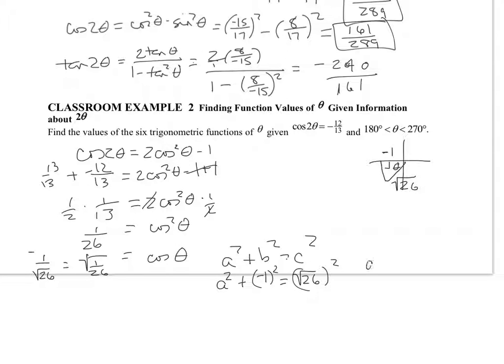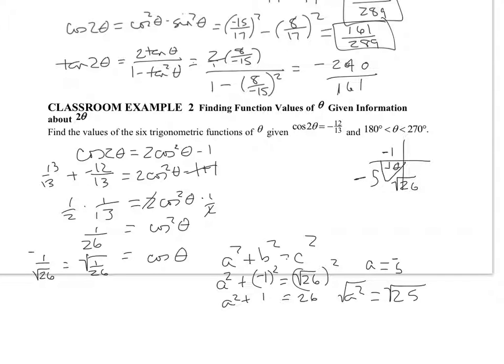Exactly. A is going to equal 5 because it was the square root. Does that make sense? This becomes 26. This is 1. And if a squared is equal to 25, then a is going to be 5. Now, remember, there's both a positive root and a negative root. If I'm in the third quadrant, what sign should this part of the triangle be? It's going to be a negative.